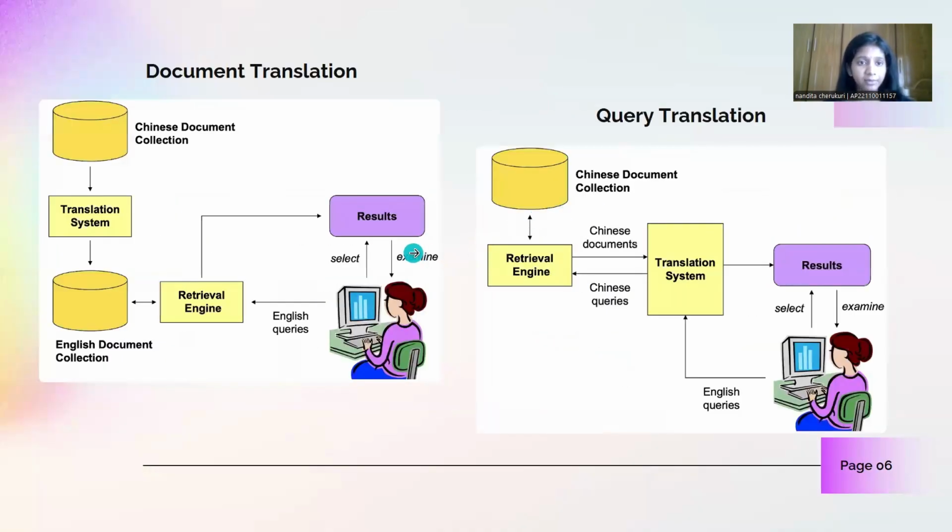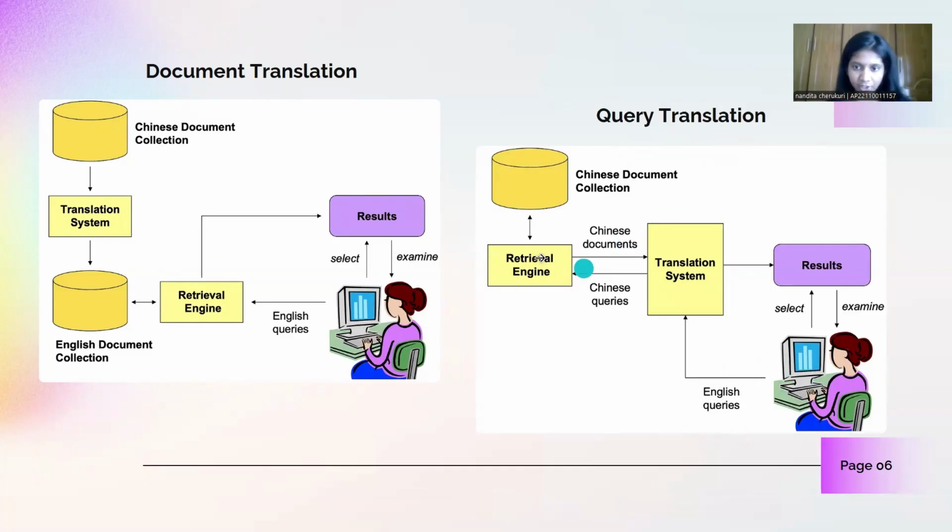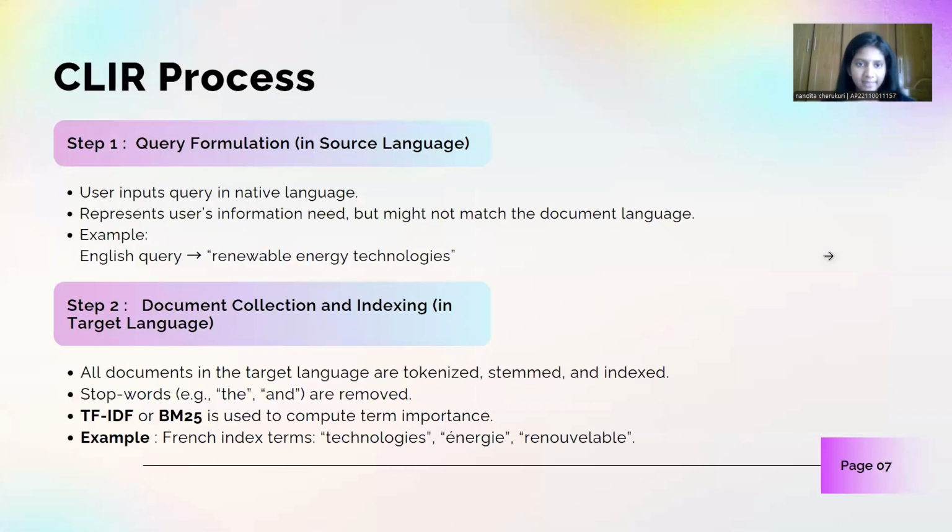And later here we have the images for document translation and query translation. In the document translation, the documents are translated into the user's language, and then the documents are retrieved. Whereas in the query translation, the query is translated into the document's language, and then the documents are retrieved and then shown.